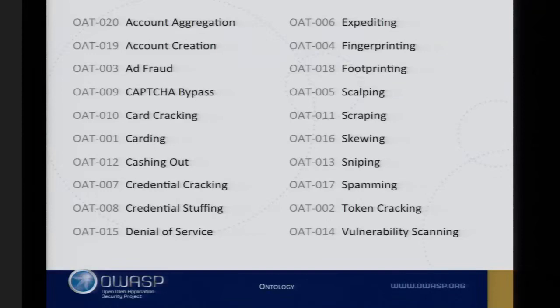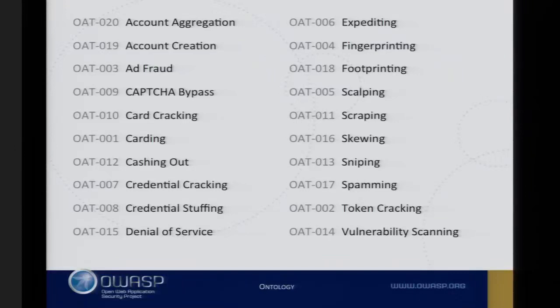But if these are used somewhere else, it's worth saying that these are only automated web application card cracking, for example. Cashing out, number 12 there, is cashing out using a web application, not cashing out using an ATM, for example.